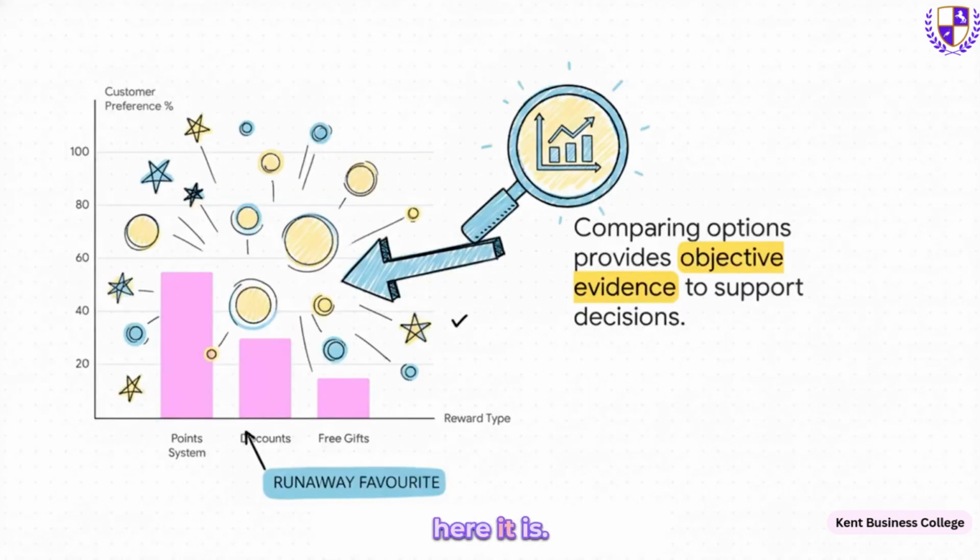And boom, here it is. This is the result of all her hard work. After surveying a solid, representative sample, Jody's chart makes the answer undeniable. No more opinions, no more guesswork, just data. A point system is the clear winner.